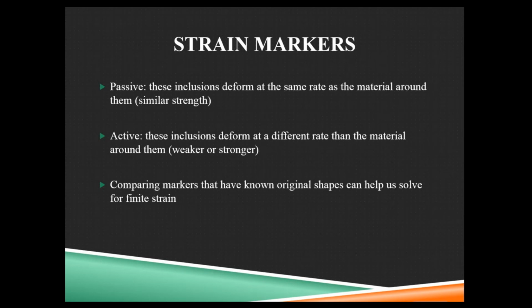If we compare markers that have a known original shape, it can help us solve for the finite strain. It can help us solve for what the total change to the rock was. Sometimes it's useful to look at both passive and active, plus what's passive in one material in one bed might be active in another bed if you have alternating beds. So you want to look at everything.